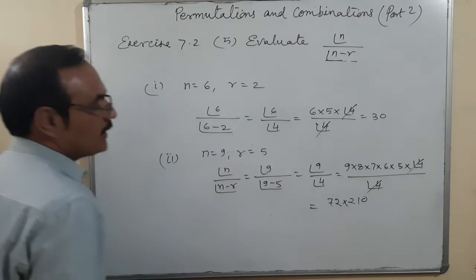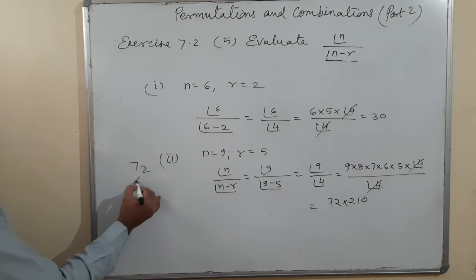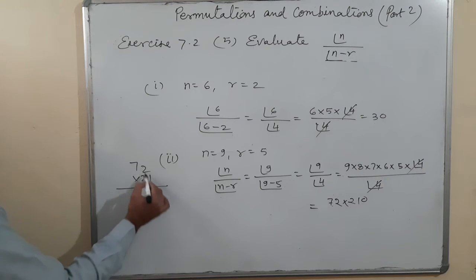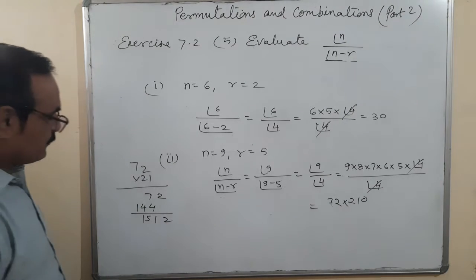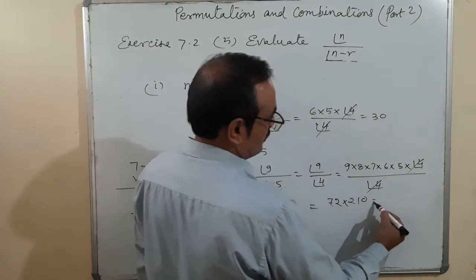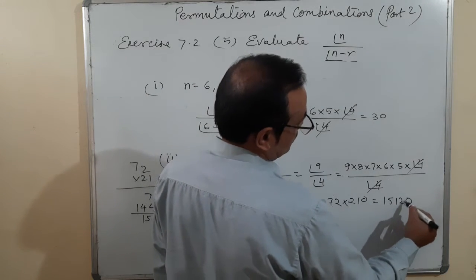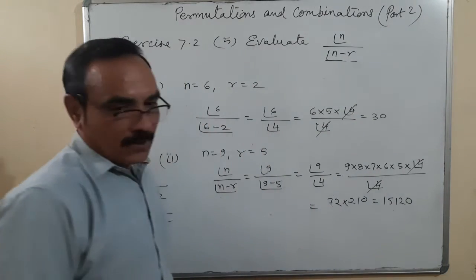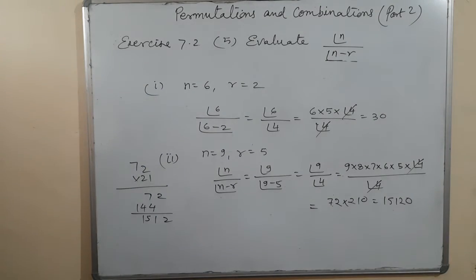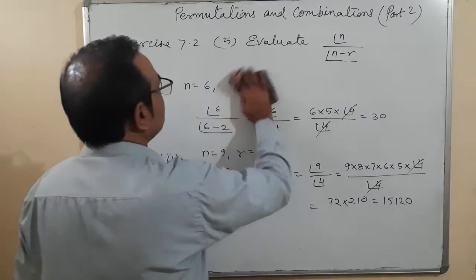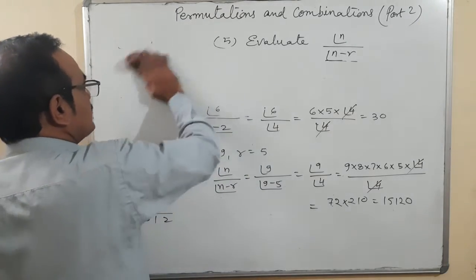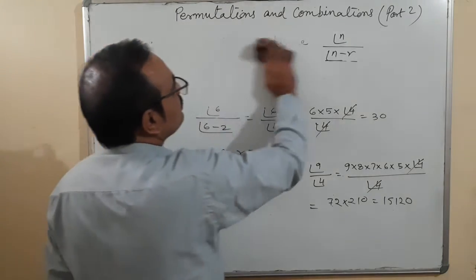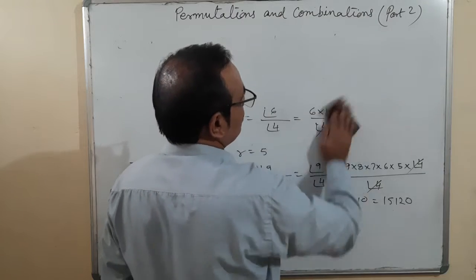72 multiplied by 210. 2 7s are 14, 2 2s are 4, which gives 15120. Okay, this is the calculation. So that is the end of this exercise 7.2.